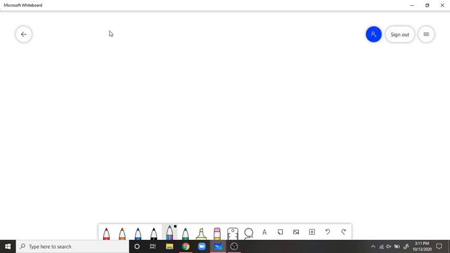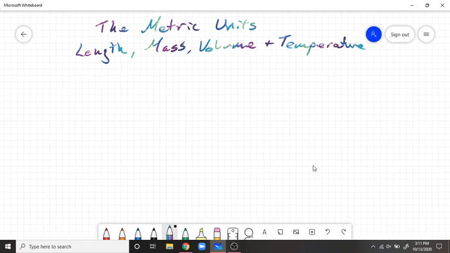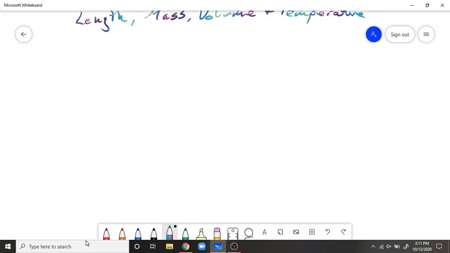Today I want to start talking about the metric units. We're going to be talking about length, mass, volume, and temperature. Today specifically, we're going to be talking about length.